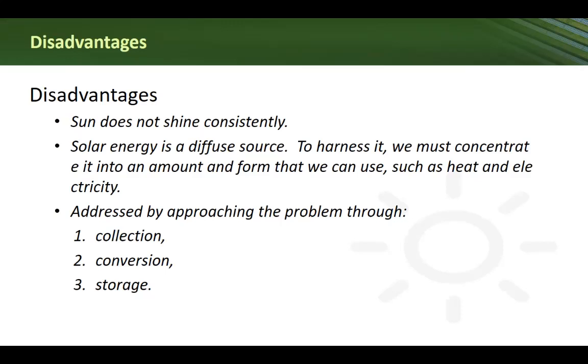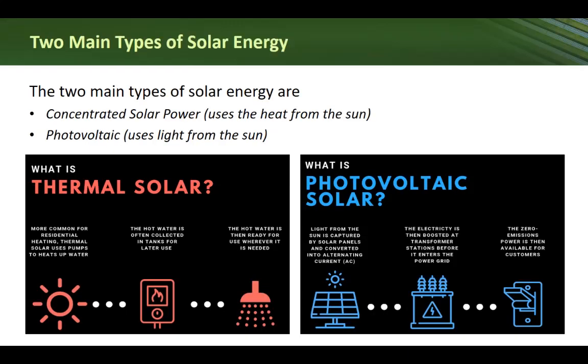All right. So there are two main types of solar energy we're going to look at here today. The first is what's called concentrated solar power, or CSP, and this uses the heat from the sun. The other is photovoltaic, which actually uses the light from the sun. Okay. You see a quick little brief explanation of how we typically use these, but let's start out by taking a look at CSP, or concentrated solar power.